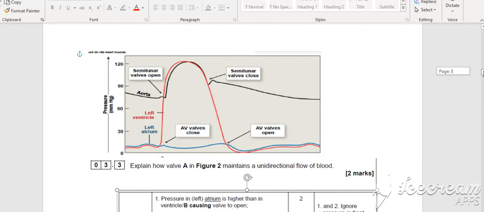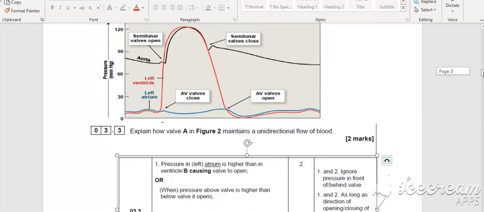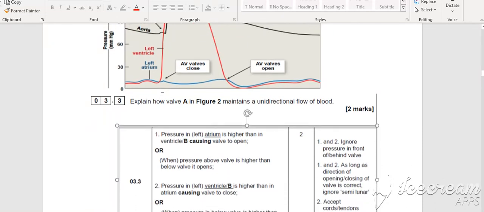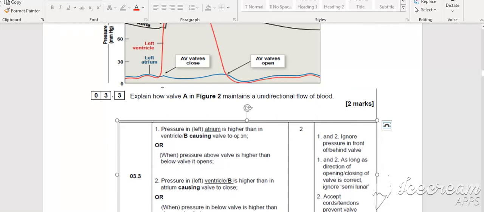It's always important in this question, and when you're talking about pressure changes in the heart, to always try and use comparative words such as higher or lower, and to always say which chamber is higher and what it is higher than. So for example, the atrium is higher than the ventricle.